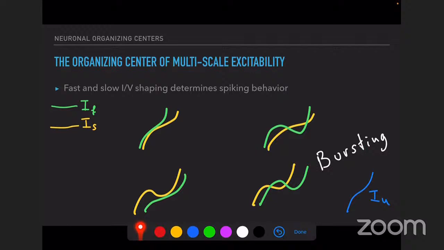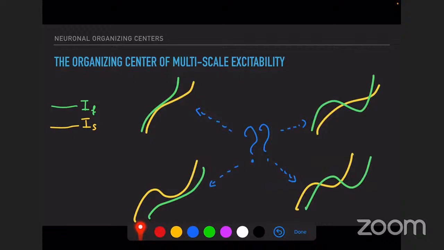To understand this scheme from a singularity theory perspective, the question one asks is, what's the organizing center of these four configurations? That is, what's the least degenerate configuration of fast and slow IV curves such that, under infinitesimal perturbation of this degenerate configuration, I can reproduce the four configurations I'm showing here? And it's intuitive to imagine that this degenerate situation corresponds to when both the fast and the slow IV curves have an inflection point exactly at the same value of the membrane potential.